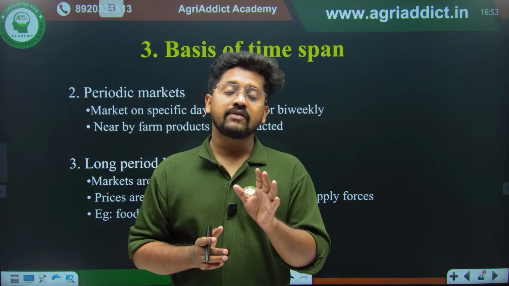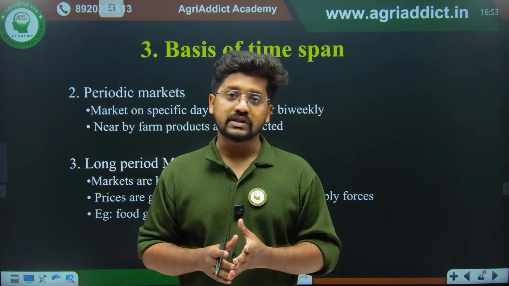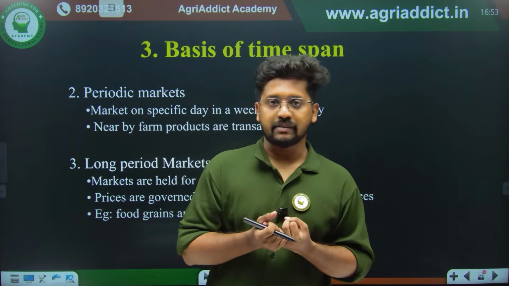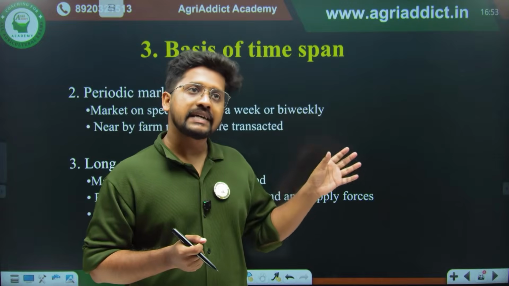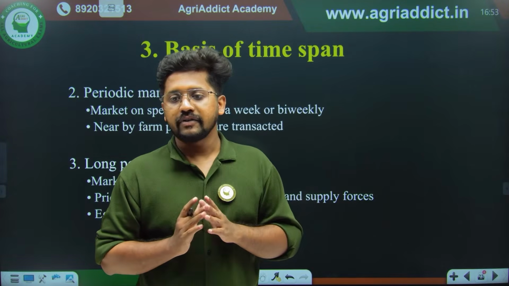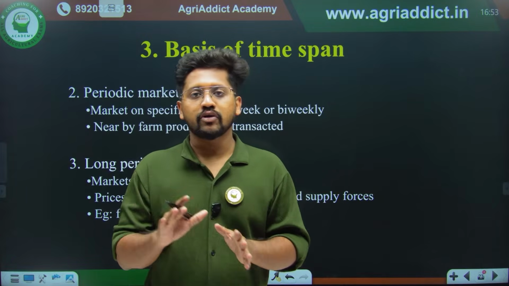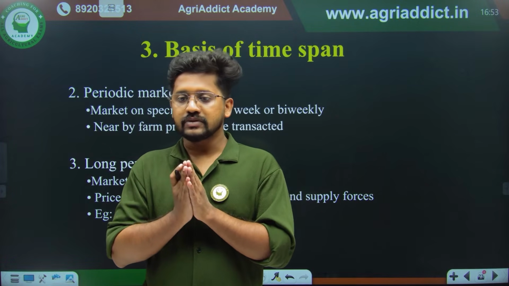The price of the commodity is decided by two major market forces. First one is demand and second one is supply, which you would be knowing. So which is the major price determining force in the case of a short period market, demand or supply? What do you think? Can you type it in the chat box?